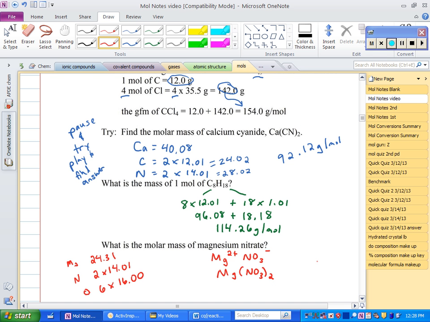Okay. The subscripts multiply. So when we do that math and add it all up, we get 148.33 grams per mole.